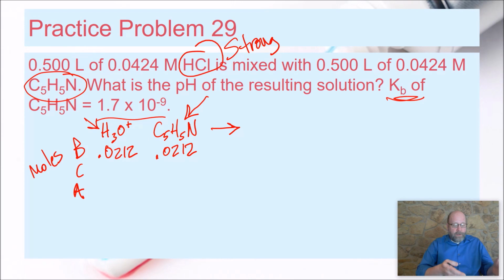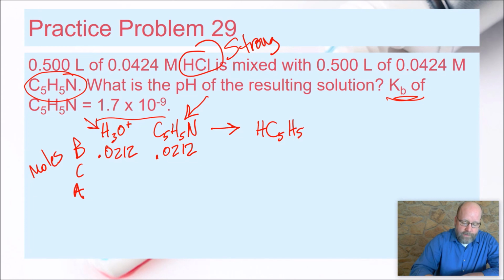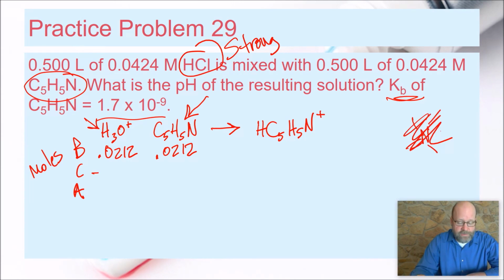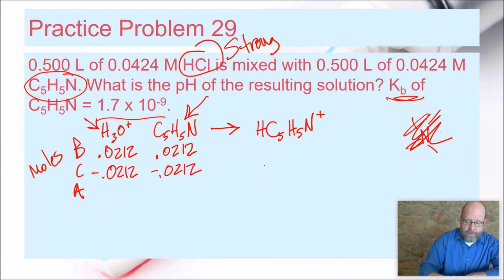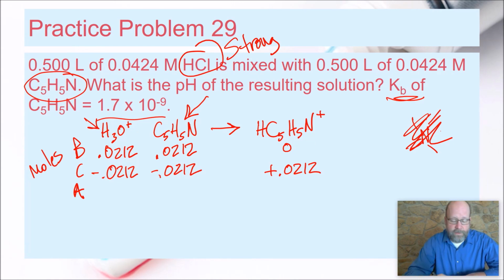So in this case, I've got a base that's going to have a conjugate acid, and I might not know what this acid is going to be, but I can just put an H in front of whatever it is, H5N. There we go. That's the conjugate acid, and because it doesn't have a charge and it picked up a proton, now it's got a positive charge. So let's look at the changes. Minus 0.0212 because it's going to be neutralized by this. Minus 0.0212, it's also neutralized, but this is still going to gain 0.0212, and because it's a conjugate acid of a weak base, it is going to make the pH slightly acidic. So we're going to have to look at that guy.